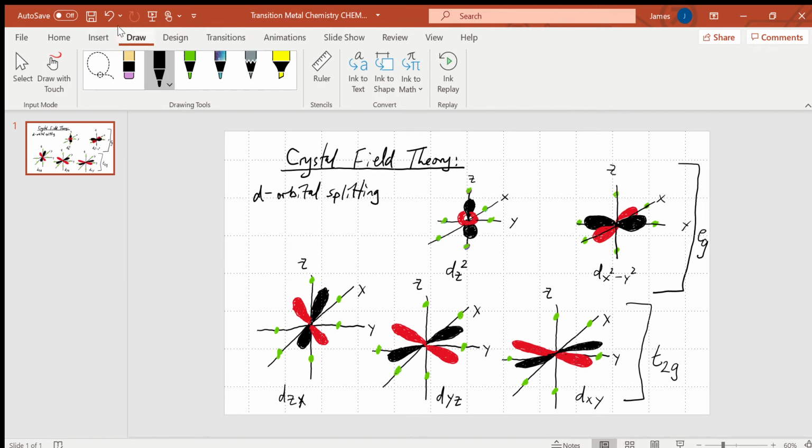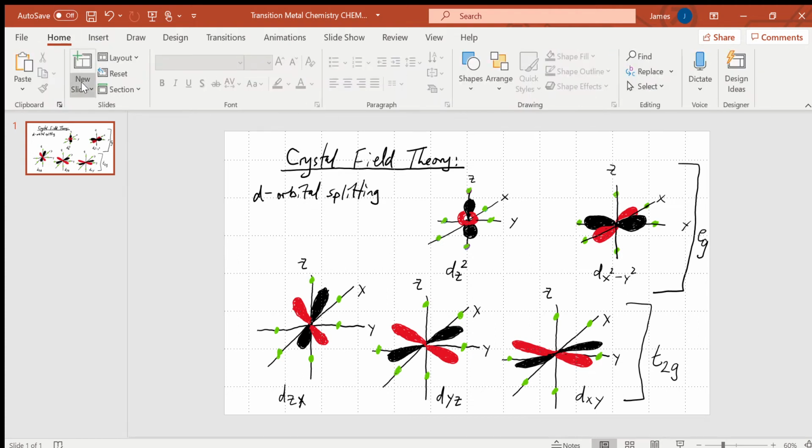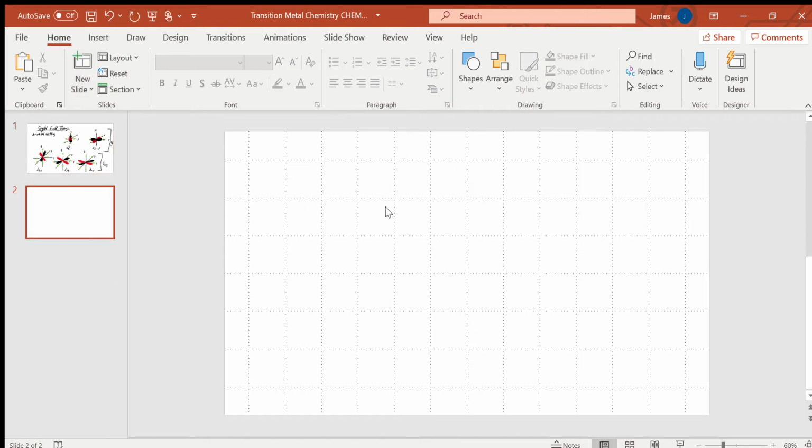Okay, so moving on to our next slide. Let's move on to the next one. So let's draw this. I'm going to call this an octahedral field because that's what it is.